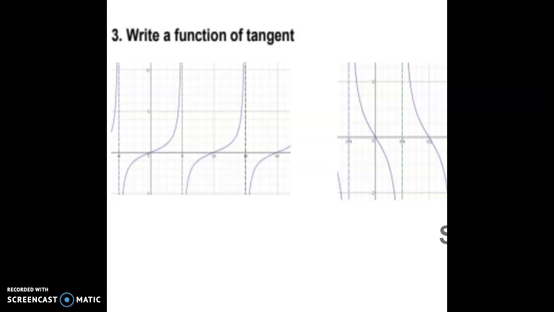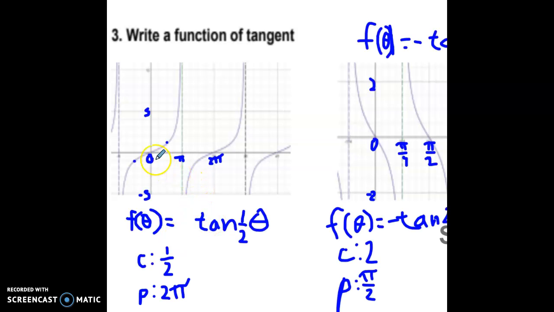Next, some little practice writing a function of a tangent. We are going to start by looking at these graphs. I know they're kind of hard to read, but this is 0, there's pi, there's 2 pi. The first thing I do is identify the cycle. Well, it goes from 0 to 2 pi. That's one cycle. So our period is 2 pi long.